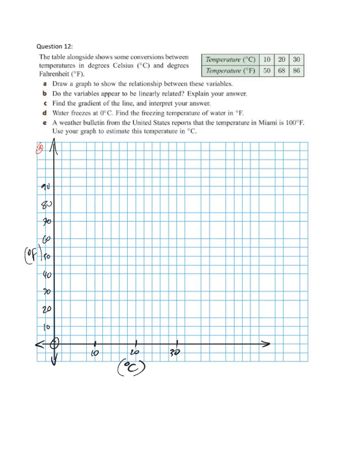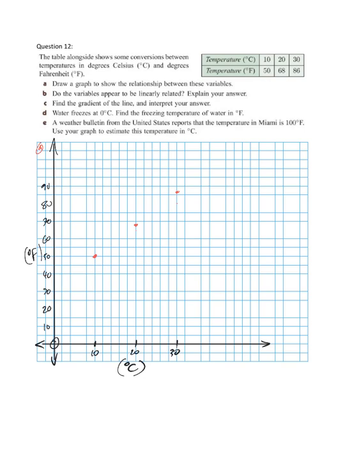So plot the points, 10 to 50. That's there. 20 to 68. 20, 60, 65, 67.5, 68 is going to be somewhere just up there. 30, 86. 30, 80, 85, 86. So I plotted the points.